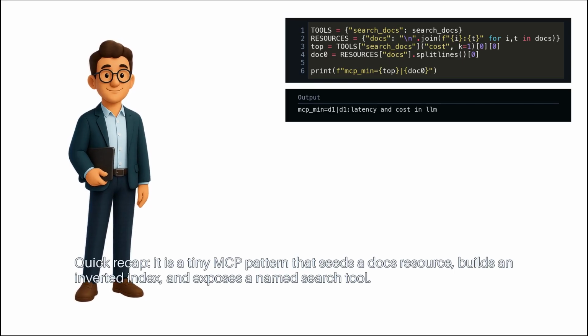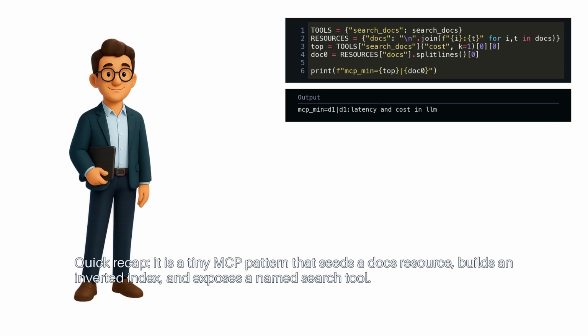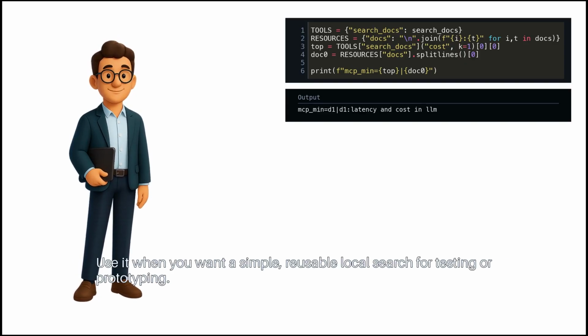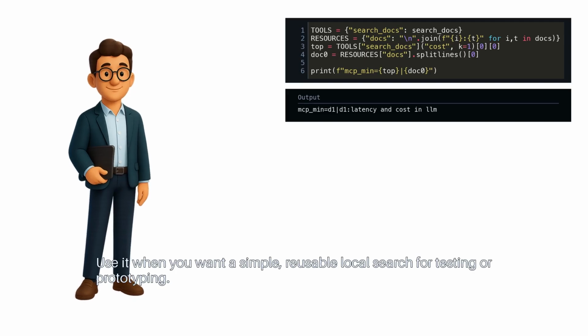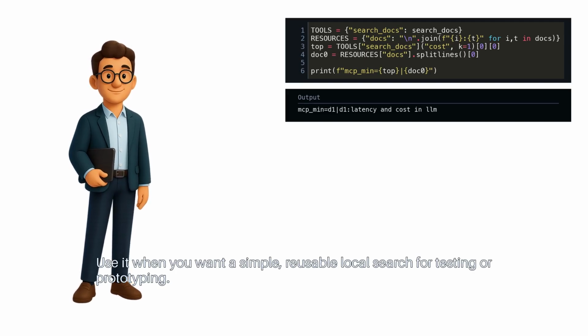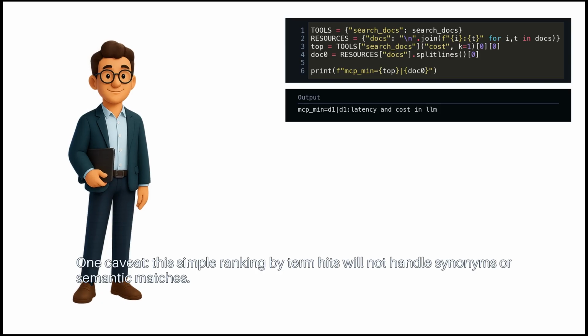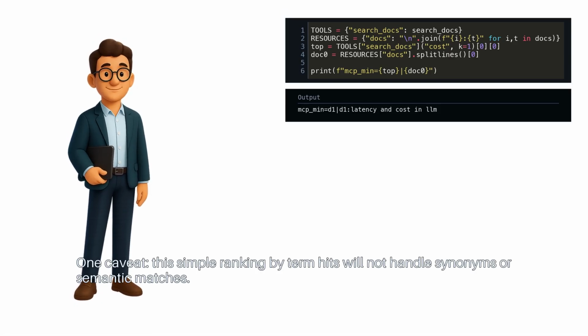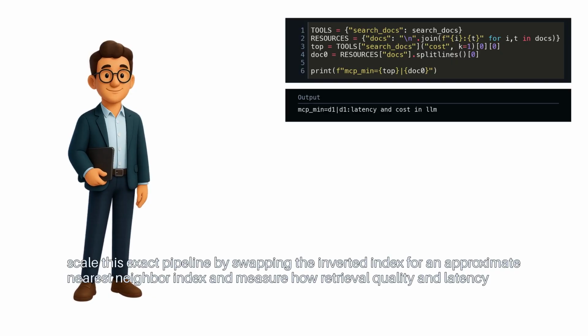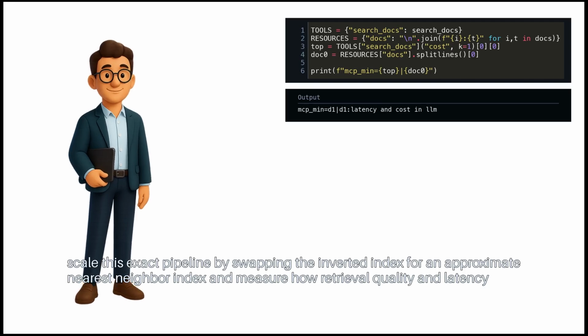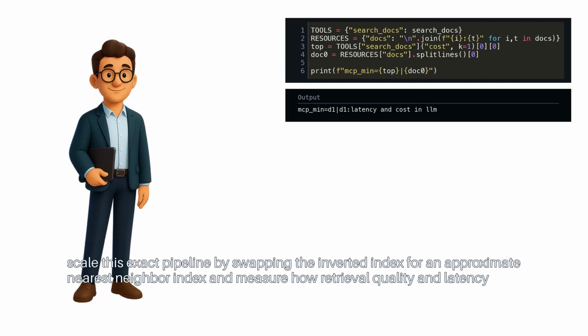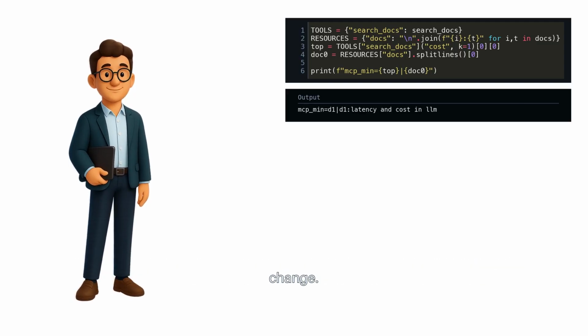Quick recap. It is a tiny MCP pattern that seeds a docs resource, builds an inverted index, and exposes a named search tool. Use it when you want a simple, reusable, local search for testing or prototyping. One caveat: this simple ranking by term hits will not handle synonyms or semantic matches. Next step, scale this exact pipeline by swapping the inverted index for an approximate nearest neighbor index, and measure how retrieval quality and latency change.